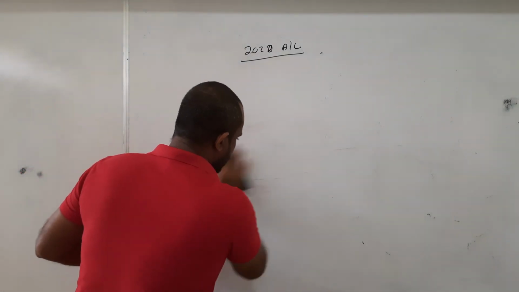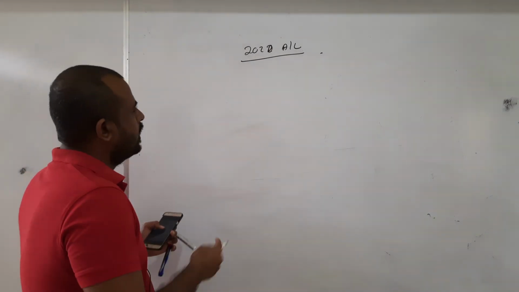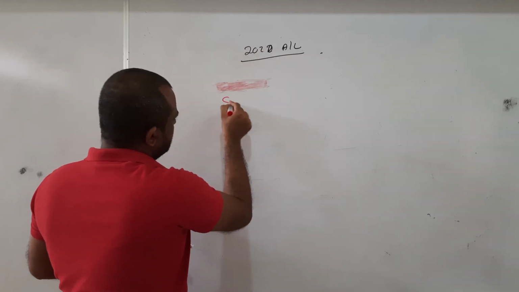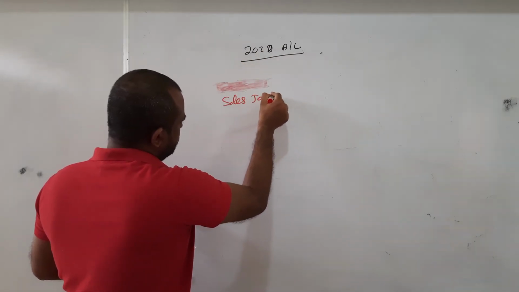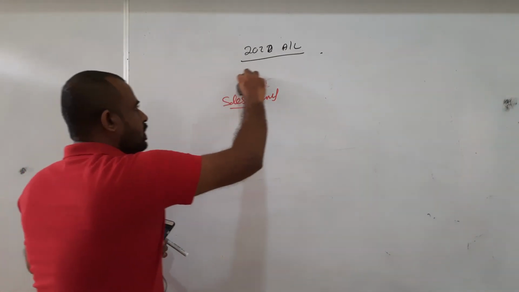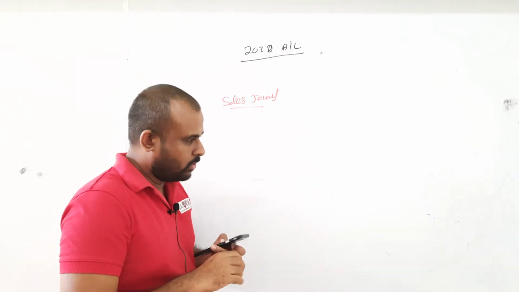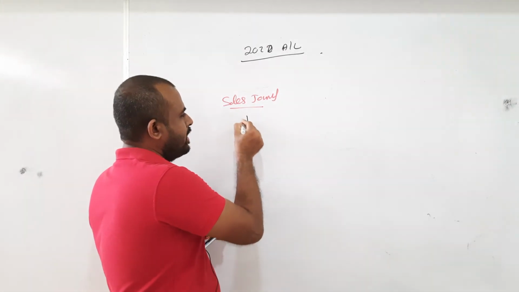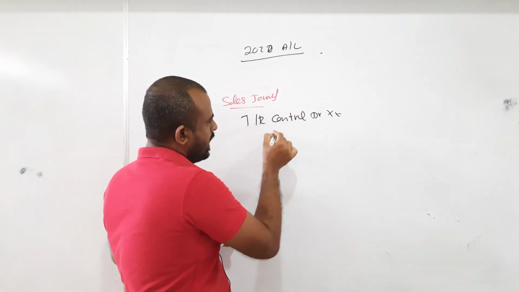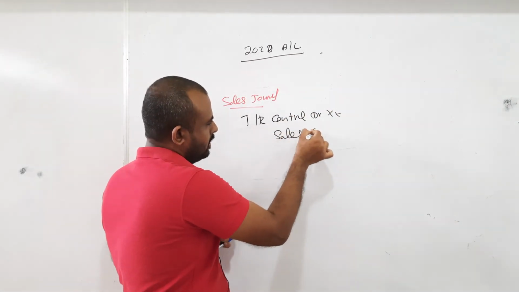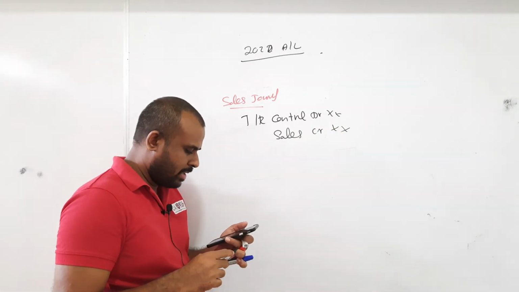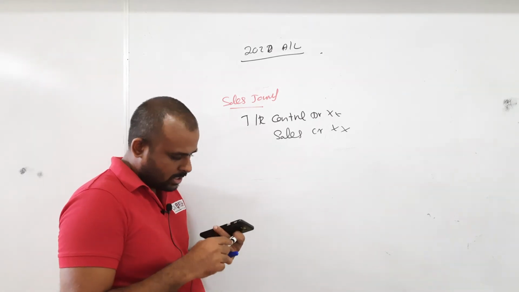In the sales journal, you record the credit sales. Total of all the credit sales, how are you going to record it? Trade receivable control account debit, and sales account credit. Total of the purchases return journal.